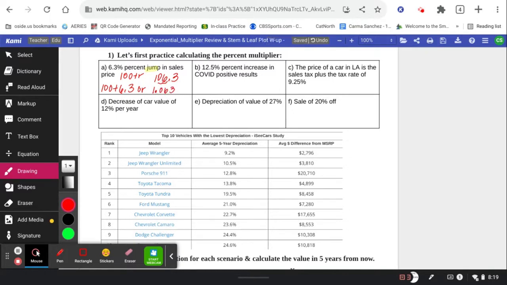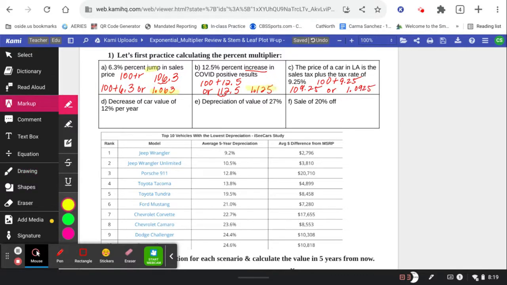Okay, the next one is a percent increase as well. So we do the 100 plus 12.5, or 112.5, move the decimal twice, we get a 1.125 multiplier. Price of the car in a sales tax, we're adding the tax rate, so it's a 100 plus the rate, which is 109.25, or move that decimal twice, 1.0925. All of this work is to get the multiplier, the multiplier, the multiplier.